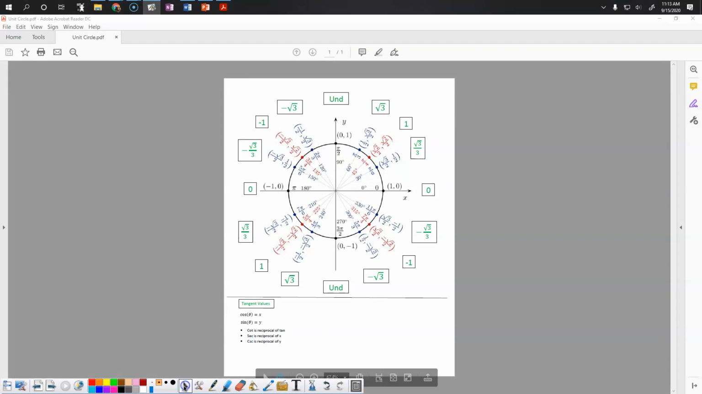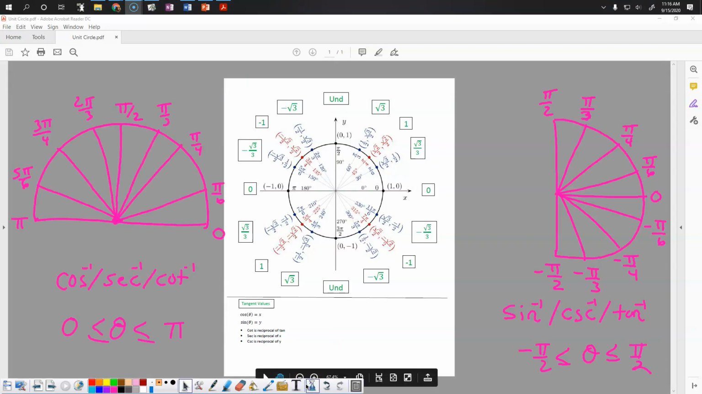The next thing I want to talk to you about is the range of possible answers. And this is also something that we've talked about a little bit earlier, is that for arc cosine, arc secant, arc cotangent, their answers are limited to the top half of the circle. And so you can only get one answer, and it has to come from the top of the circle, from 0 to pi.